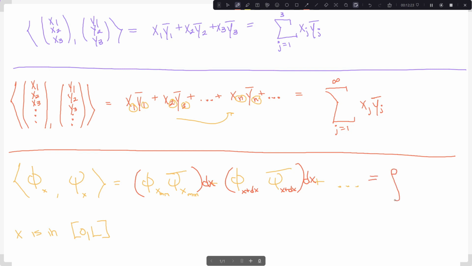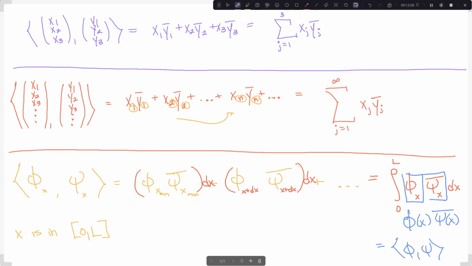This is precisely the integral of phi sub x, psi bar sub x dx from 0 to L. And of course, rather than writing subscripts in mathematics, these here are just functions. This is phi of x, psi bar of x dx. This is why we have this as our inner product of phi and psi in L2. It's because we're doing the same procedure that we did before with all of our other situations, except we're now indexing our functions over an uncountable set instead of a countable set, right?